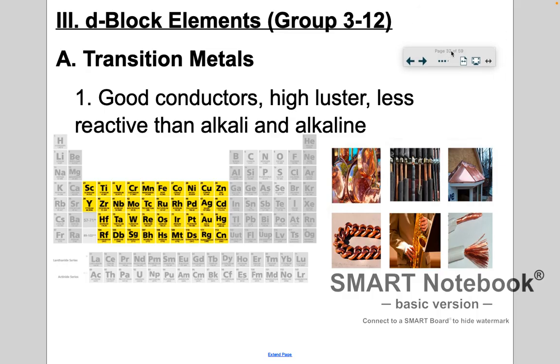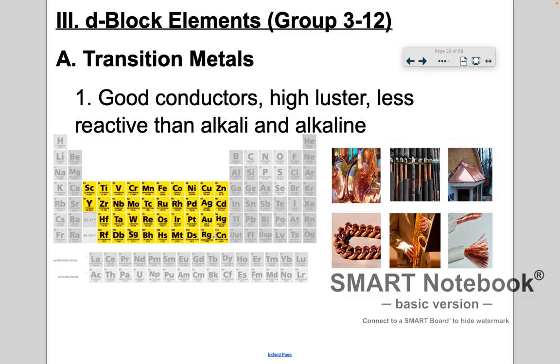Now, groups 3 through 12, we tend to find them in our D block. These are our transition metals. All transition metals tend to be very good conductors of heat and electricity, with high luster, which means they're shiny like a metal. They're less reactive than our alkaline and alkali metals. So that is our transition metals: iron, cobalt, nickel, copper, zinc, silver, mercury, gold.